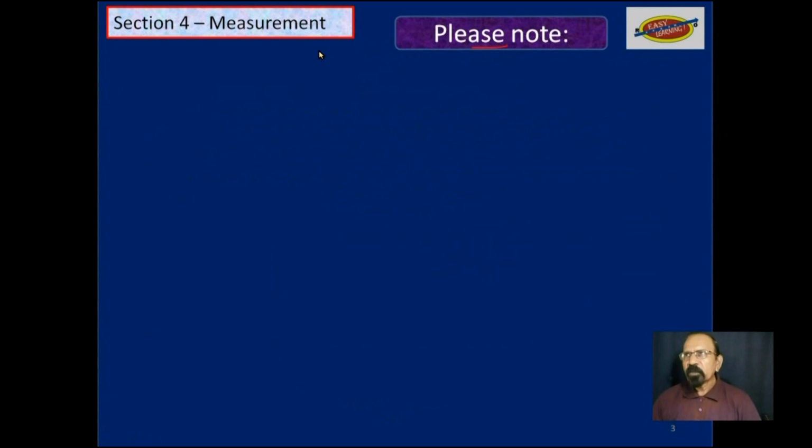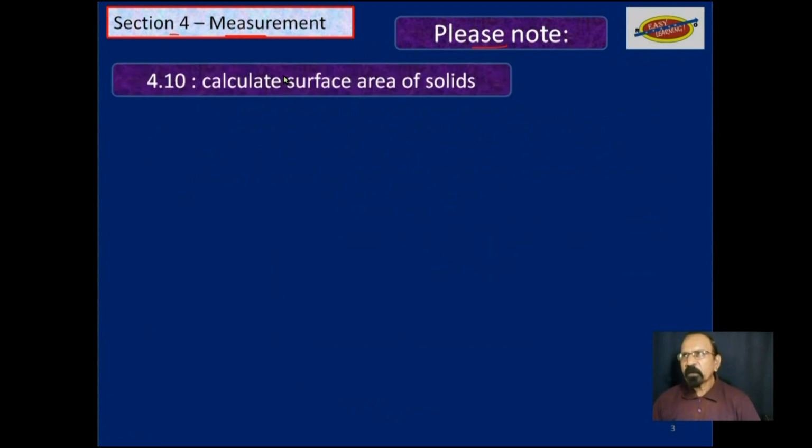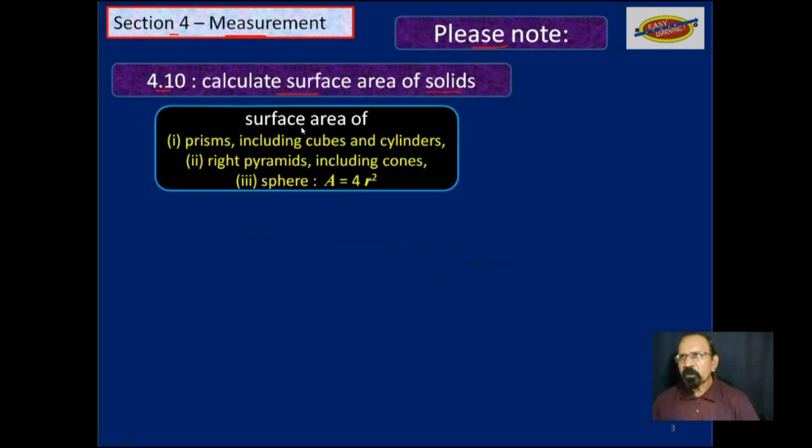Please note, Section 4, Measurement, Objective 4.10, Calculate surface area of solids. The syllabus goes on to specify what solids: prisms, including cubes and cylinders, right pyramids, including cones, and spheres.